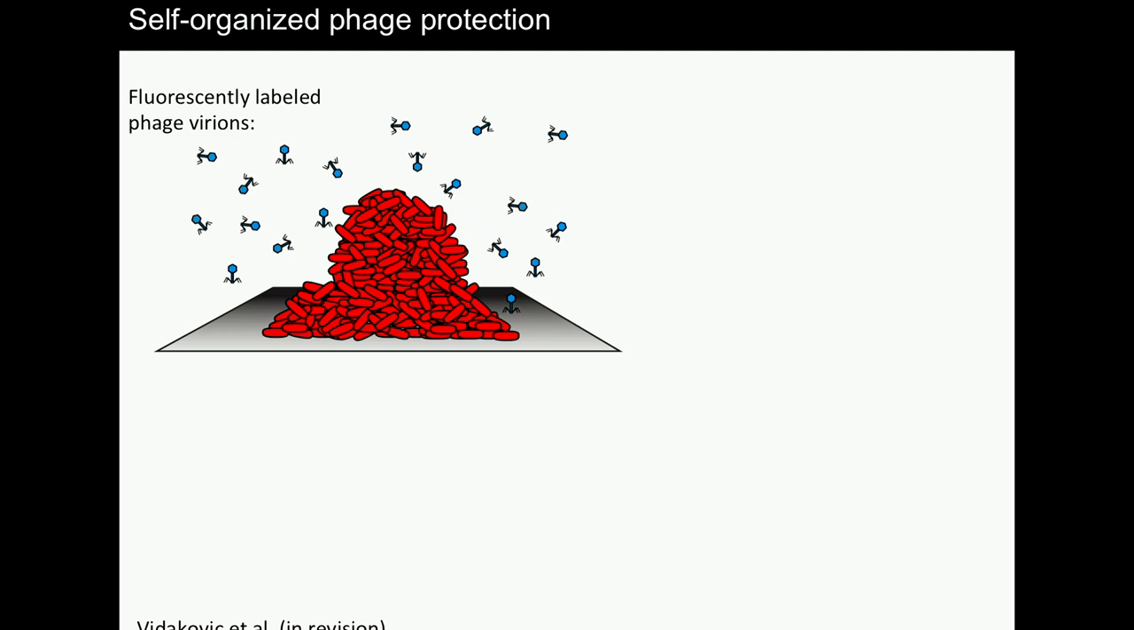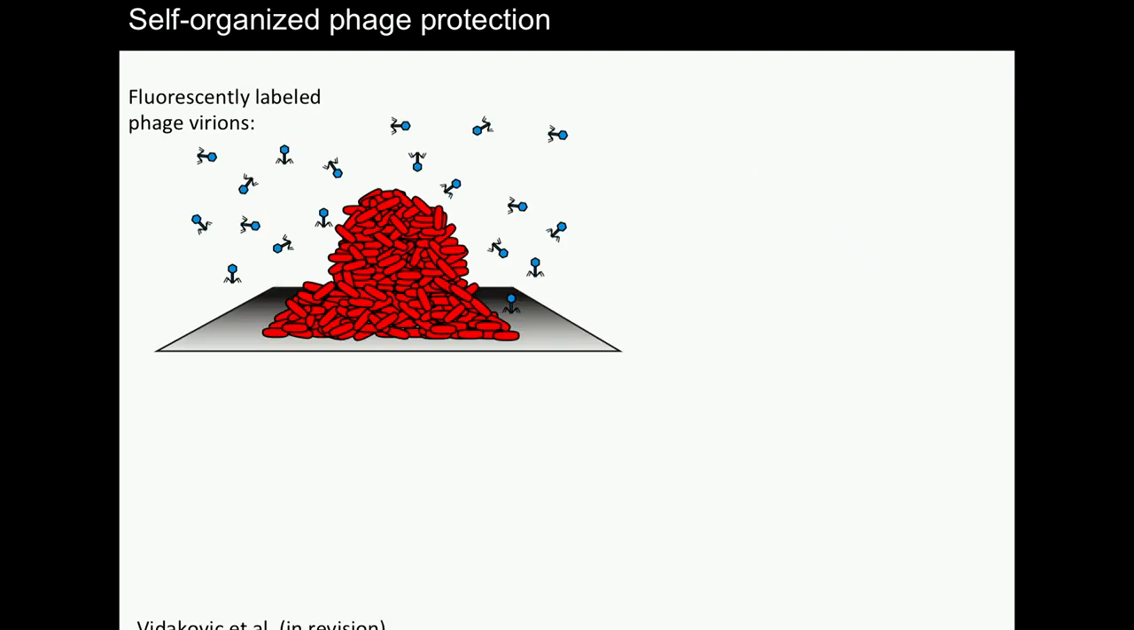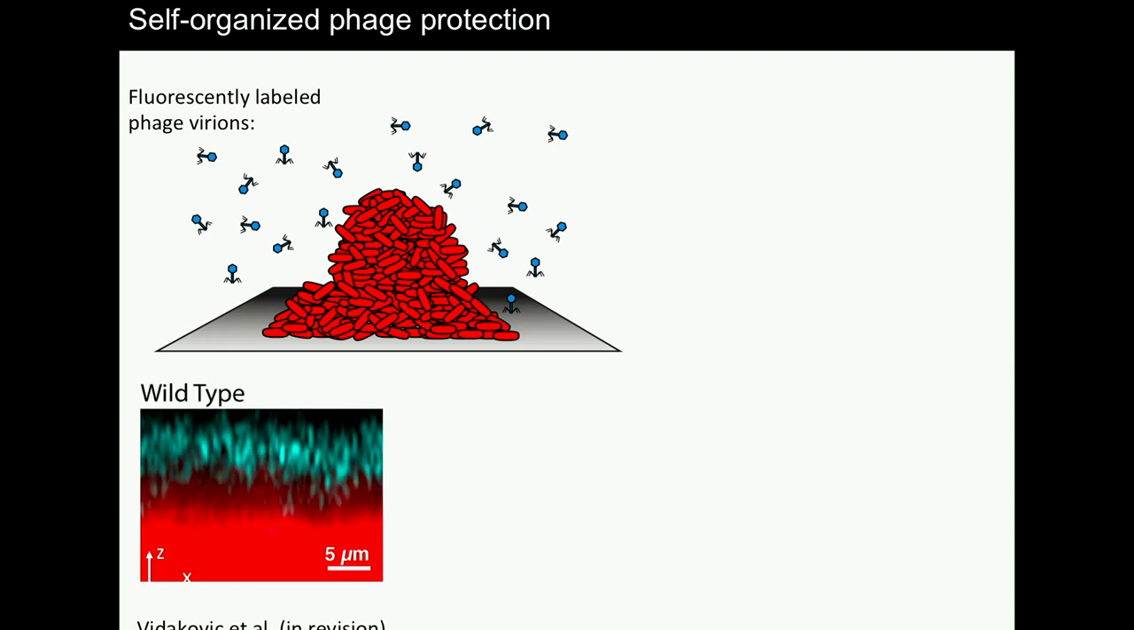Okay, so this is the last experimental slide I have. We speculated on the basis of this result that curli fibers would change the permeability of biofilms to phages. If phages can't get in, then they can't cause the infection. And we can test this directly by staining phages, so we can localize them by microscopy, and then looking to see where they diffuse to in biofilms.